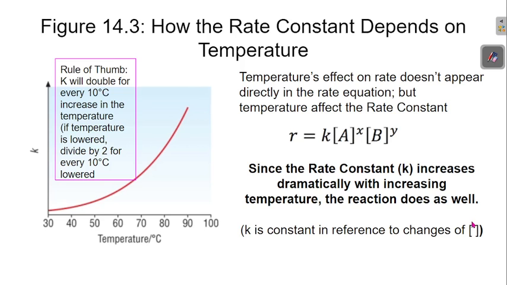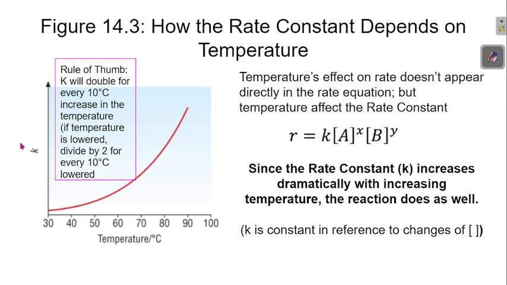So figure 14.3, how the rate constant depends on temperature. If you remember, the rate equals a rate constant, the concentration of reactant A, exponent X, concentration of reactant B, exponent Y. And remember that the order of each one of the reactants is calculated by experimentation. Temperature does not appear here, but temperature affects K. And here is how it affects it.